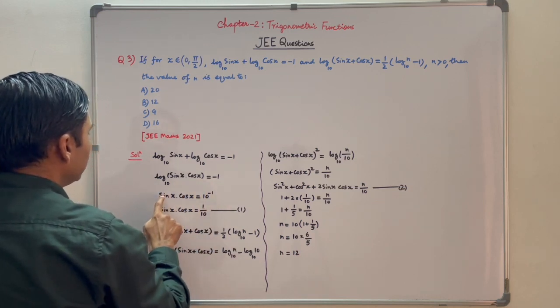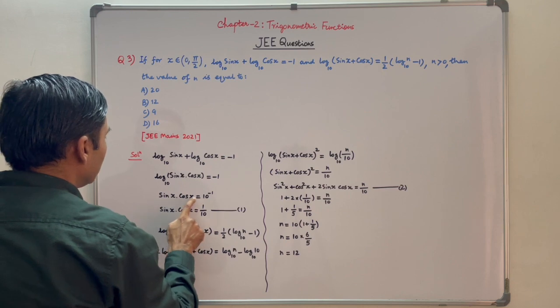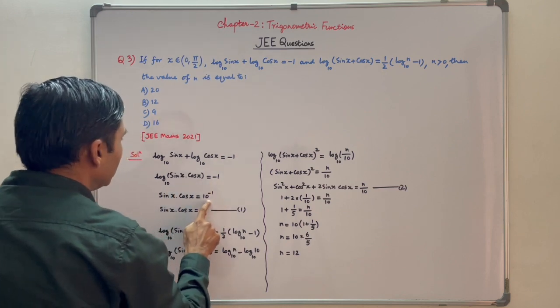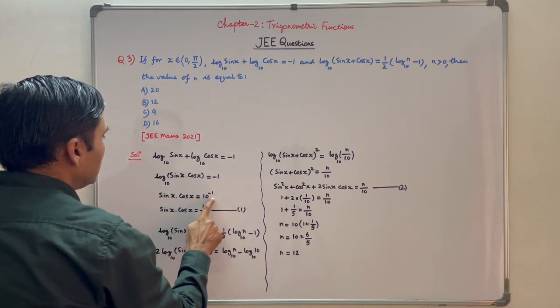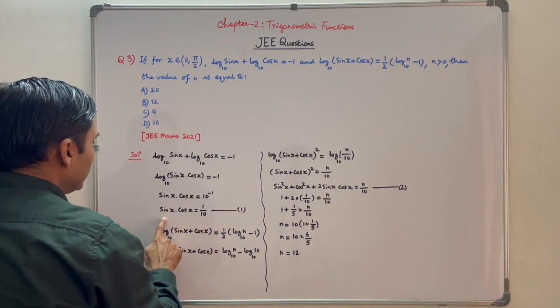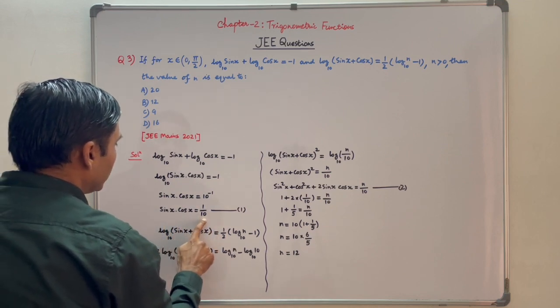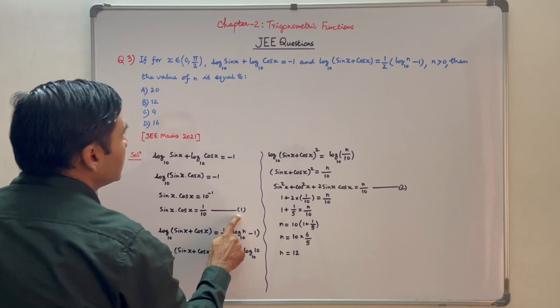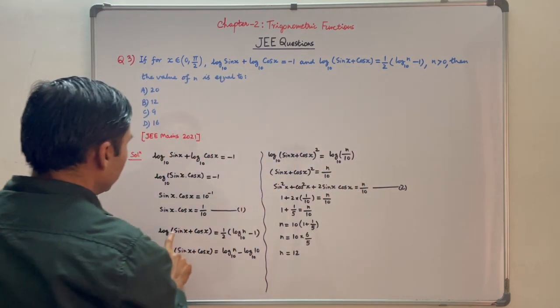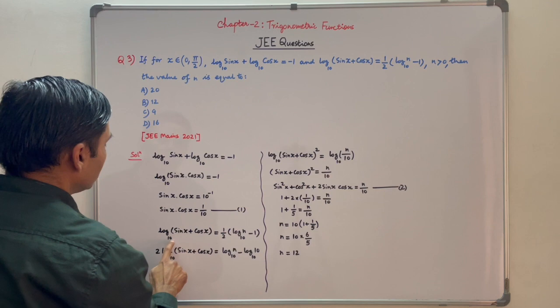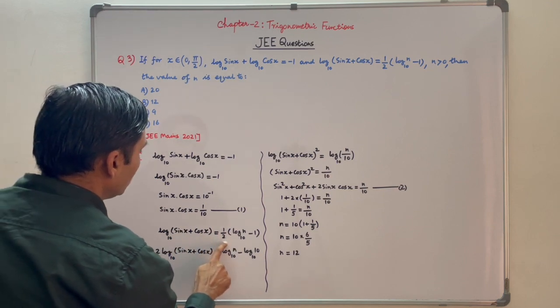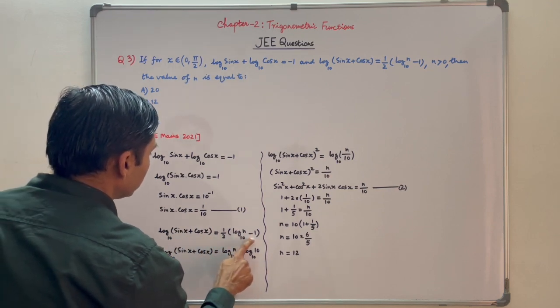This can be written as sin x into cos x is equal to 10 to the power -1. 10 to the power -1 is equal to 1 by 10. So sin x cos x is equal to 1 by 10. This is our first equation. The second equation is given as log (sin x plus cos x) to the base 10 is equal to 1 by 2 times (log n to the base 10 minus 1).